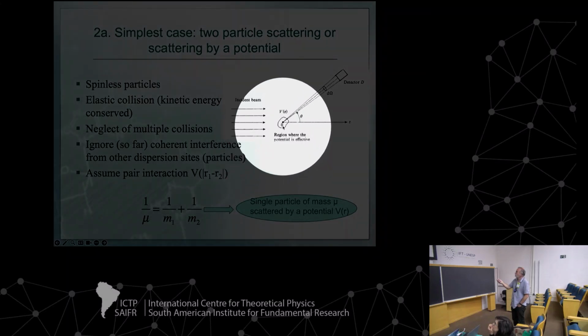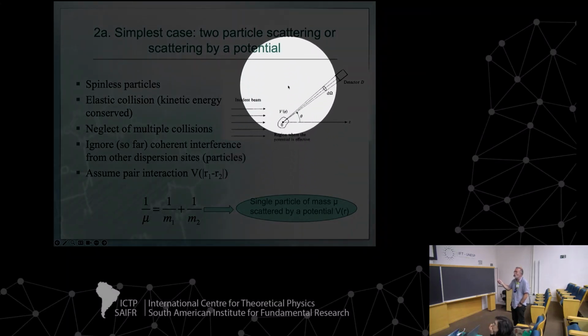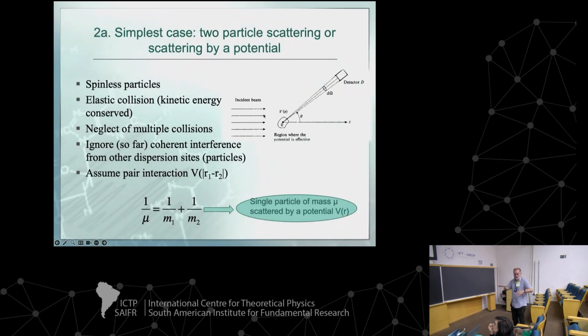And we have a region, which will be the one where this potential of the scatterer is relevant. Outside that region, the potential of the scatterer disappears. So this is a problem of scattering of a particle by a potential, right?